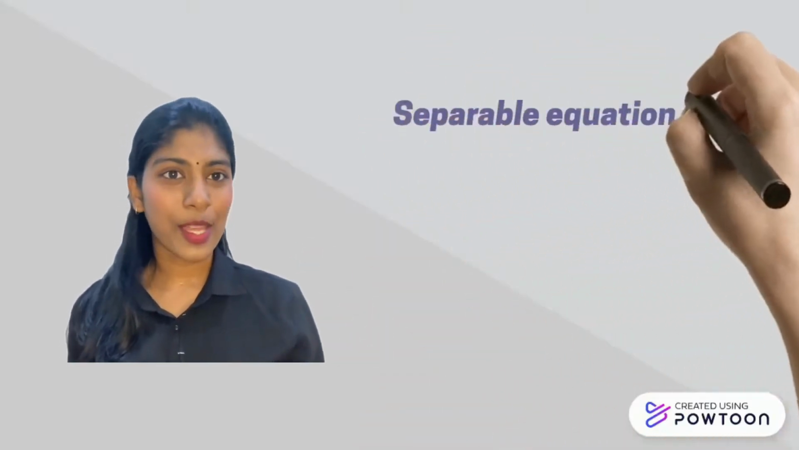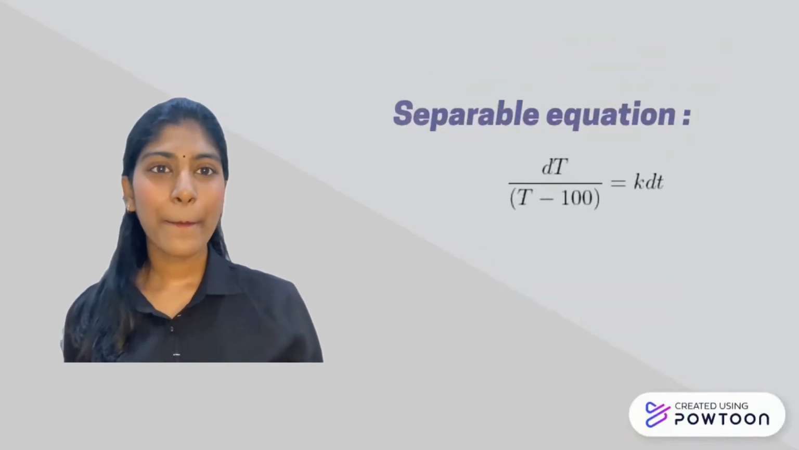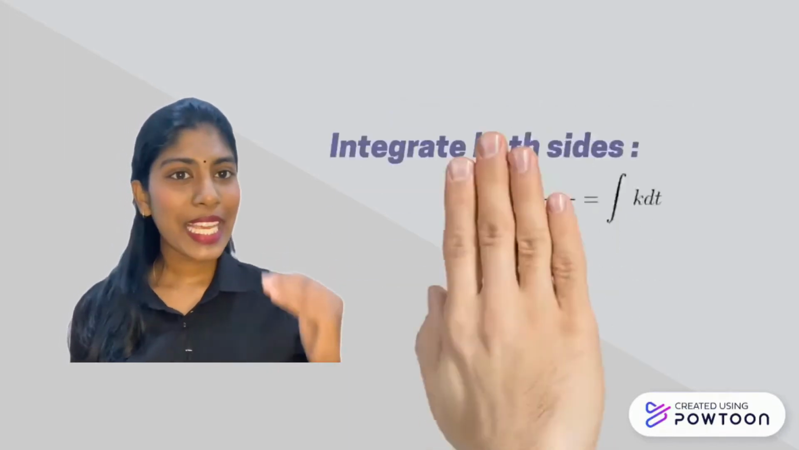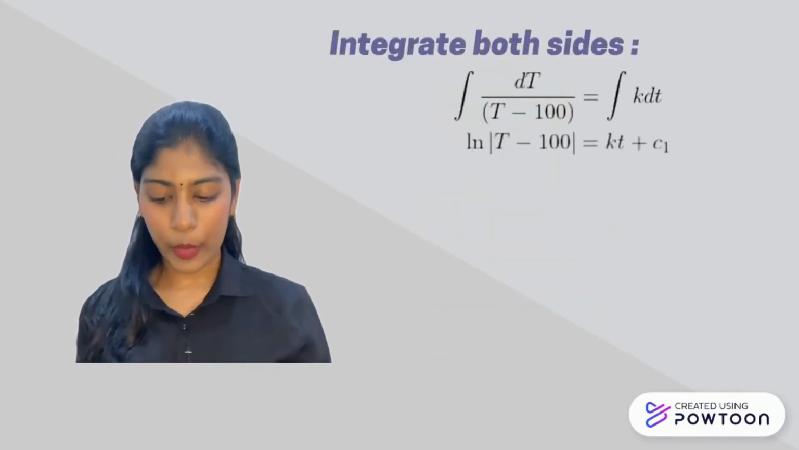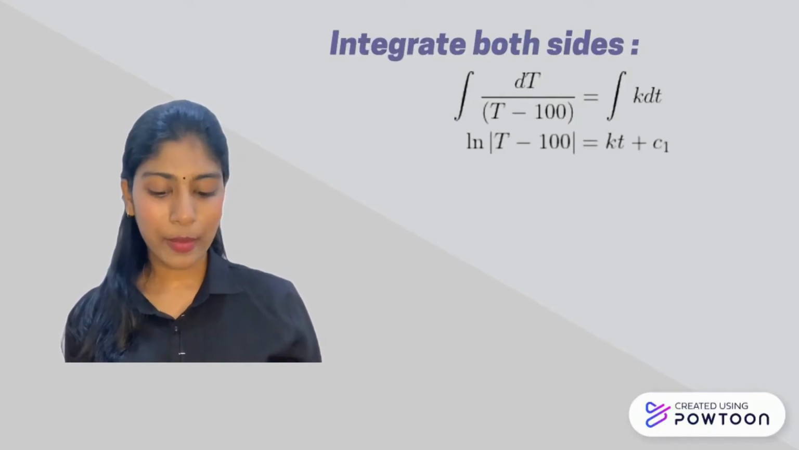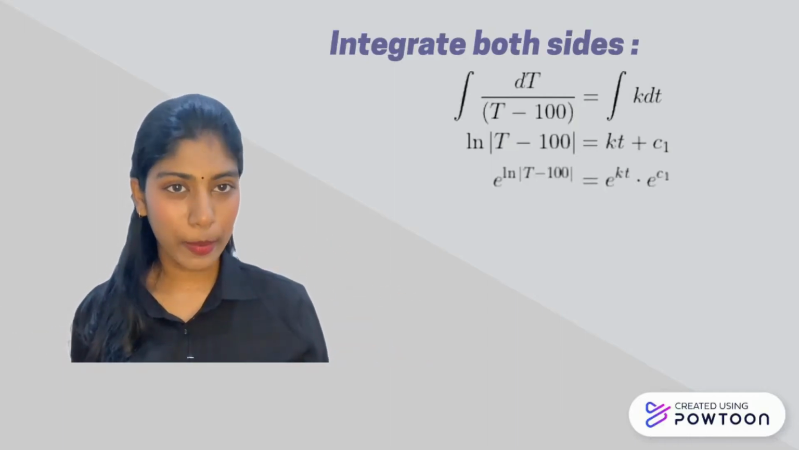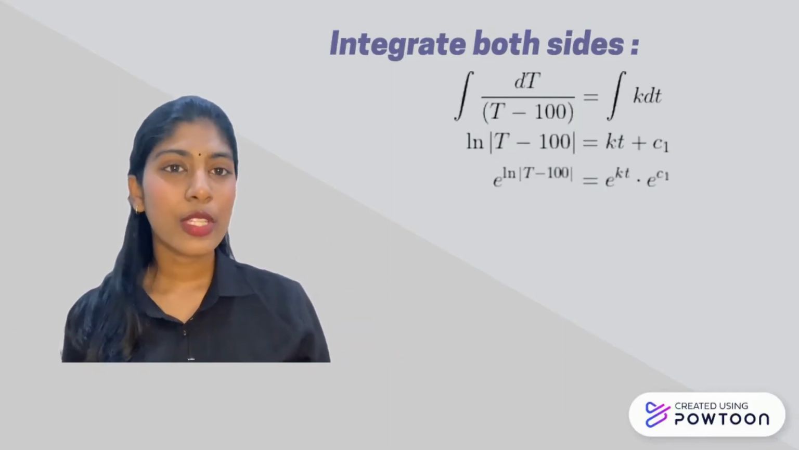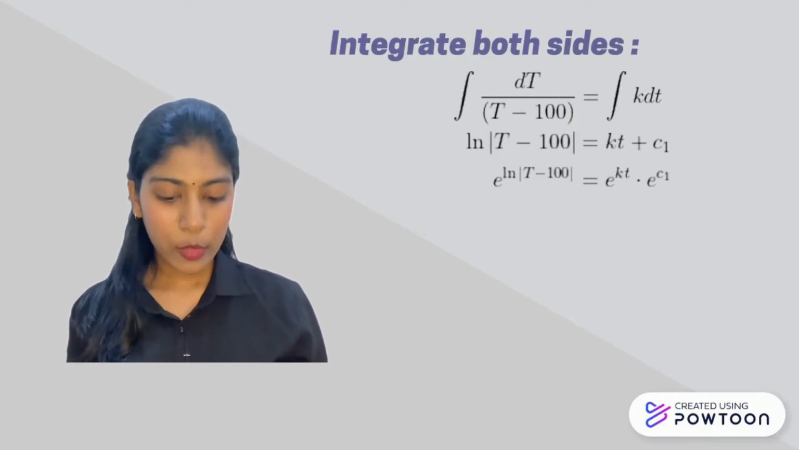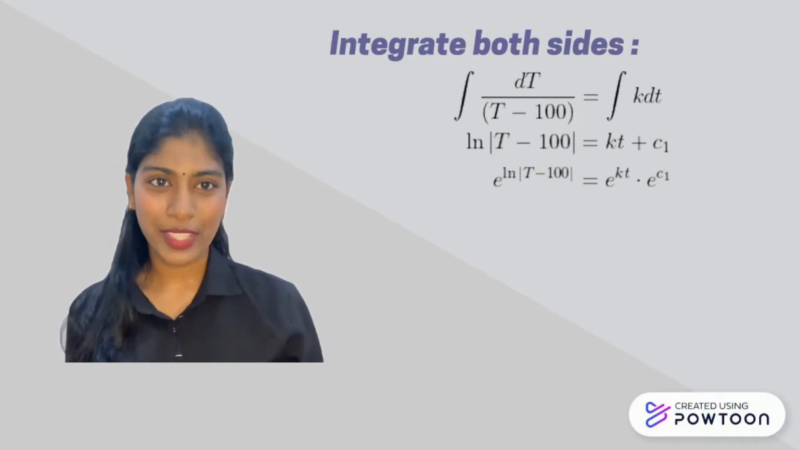We have the linear and separable differential equation, which is dT over capital T minus 100 equals k dt. The next step is integrating both sides, and we get ln of capital T minus 100 equals kt plus c1. The next step is inserting the exponent onto both sides, and we get e to the power of ln of T minus 100 equals e to the power of kt multiplied with e to the power of c1.